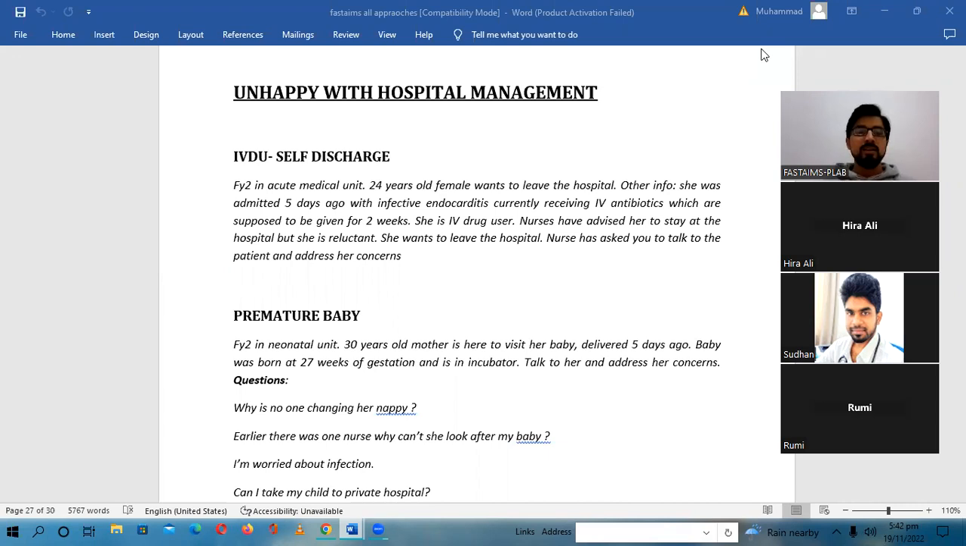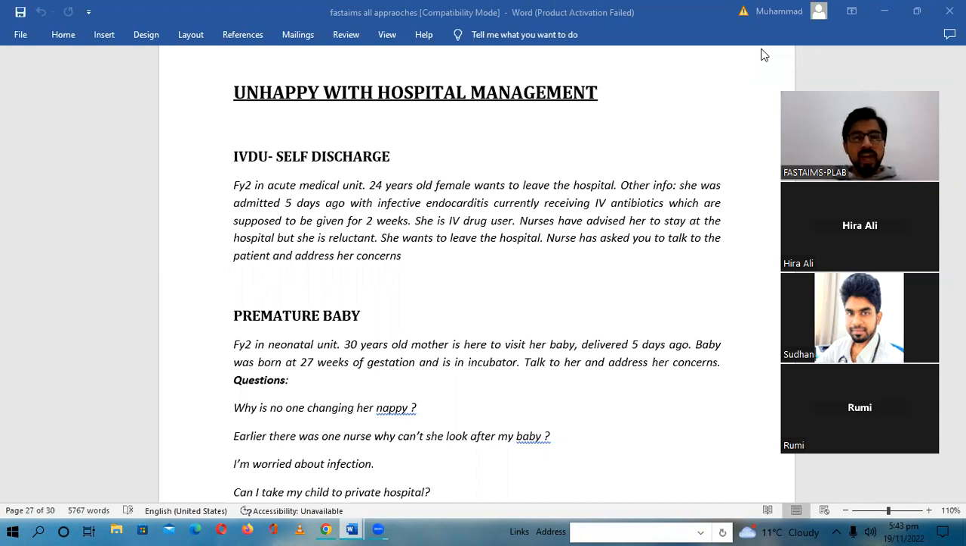And there are certain scenarios where you have to arrange significant analysis meetings. You have to fill in incident report forms. You have to send the patient or the relative to the PALS office, okay, for their feedback. We will be covering only one of the scenarios, that is the premature baby. So let's discuss intravenous drug user self-discharge.